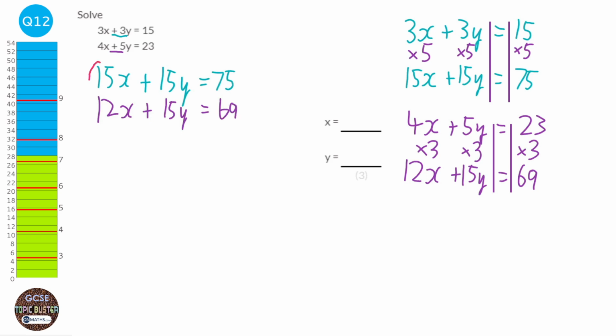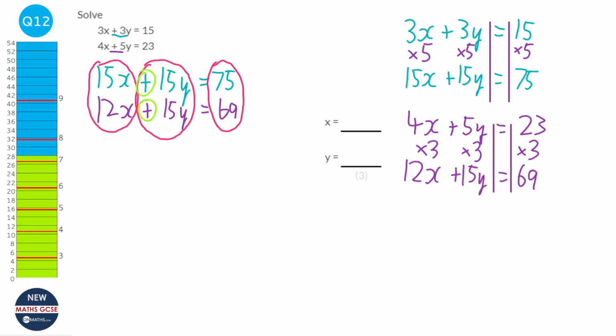So with simultaneous equations, we're working down the page. So we put these little circles in to show the direction that we're working. And we're either going to add or subtract. And to find out which, we look at the signs before the coefficients we made the same, so before the 15y's. And if they are both the same, then we are going to subtract.